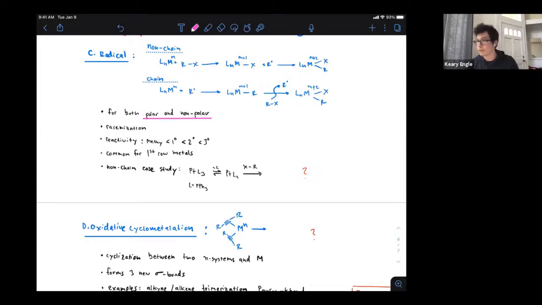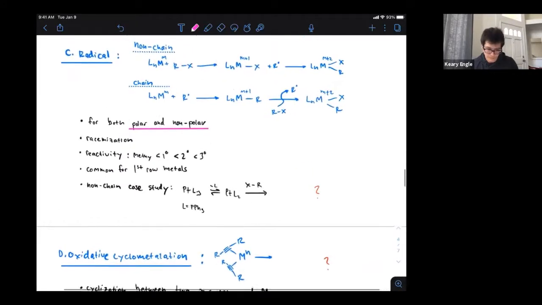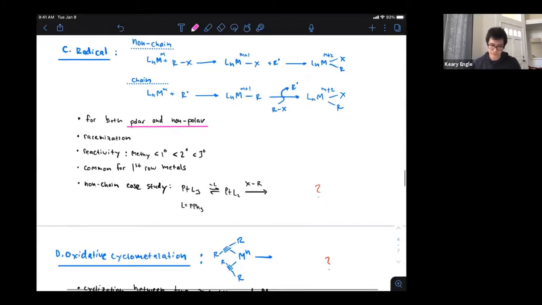There are two flavors of radical oxidative addition, a so-called chain type pathway and a non-chain pathway, and the underlying mechanistic differences are depicted in general terms in these summary schemes. So if we want to push arrows, do I dare try to push arrows? I'll probably screw something up.